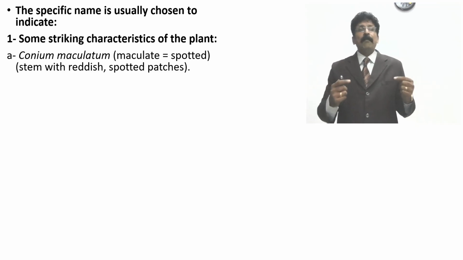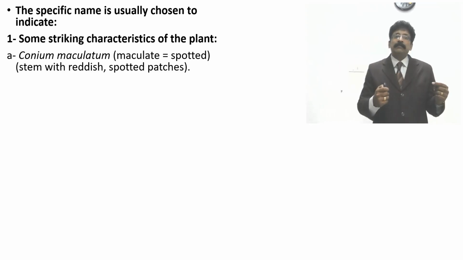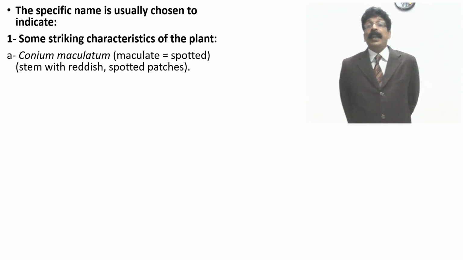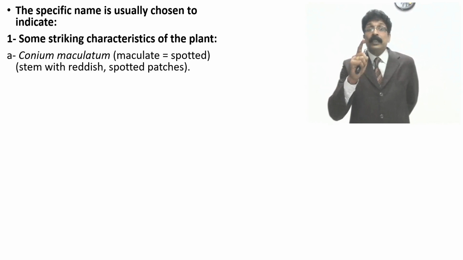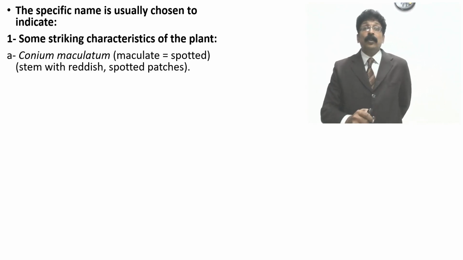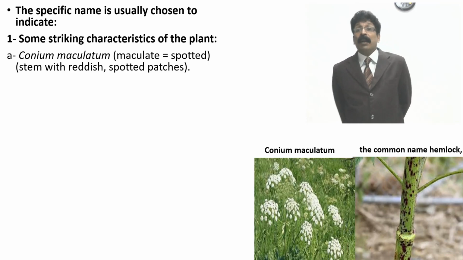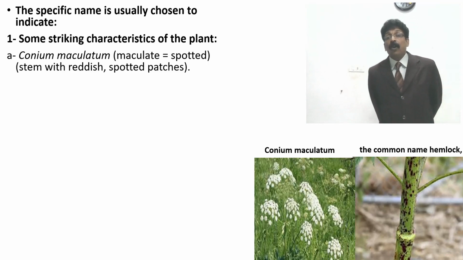Example, Conium maculatum. Maculatum means spotted. The stem with reddish spotted patches will be there. Conium maculatum. You can see the plant. Conium maculatum. It is called hemlock.